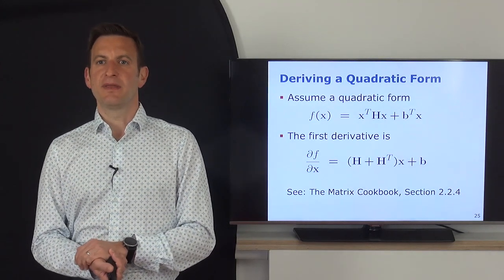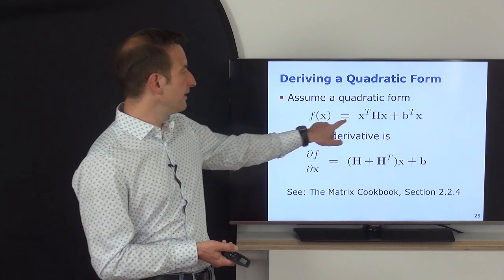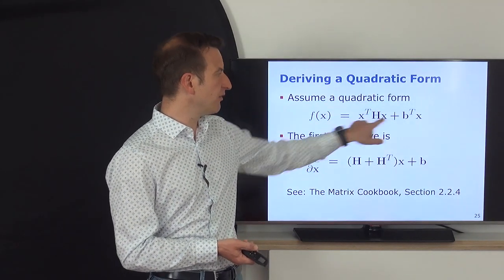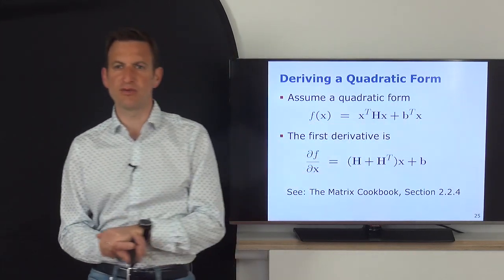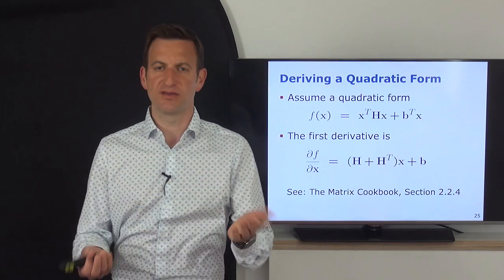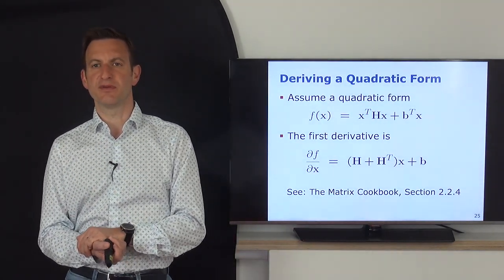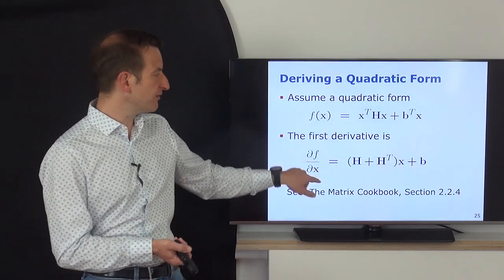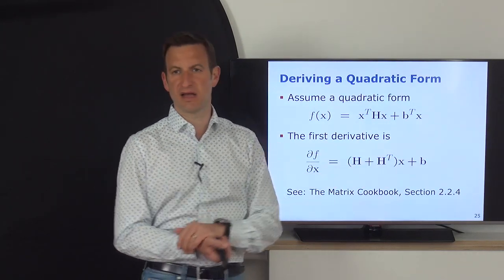Okay, so assuming we have our quadratic form, here x transposed h x plus b transposed x, or a general quadratic form of this form. We also have a constant here, but the constant is not really relevant for us because the constant will anyway be gone when we're computing the first derivative. And then the first derivative of this quadratic form is given by h plus h transposed times x plus b.